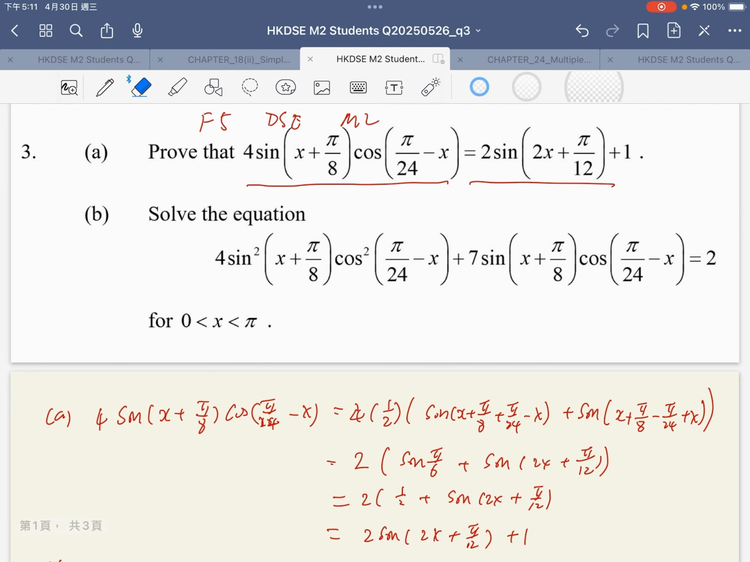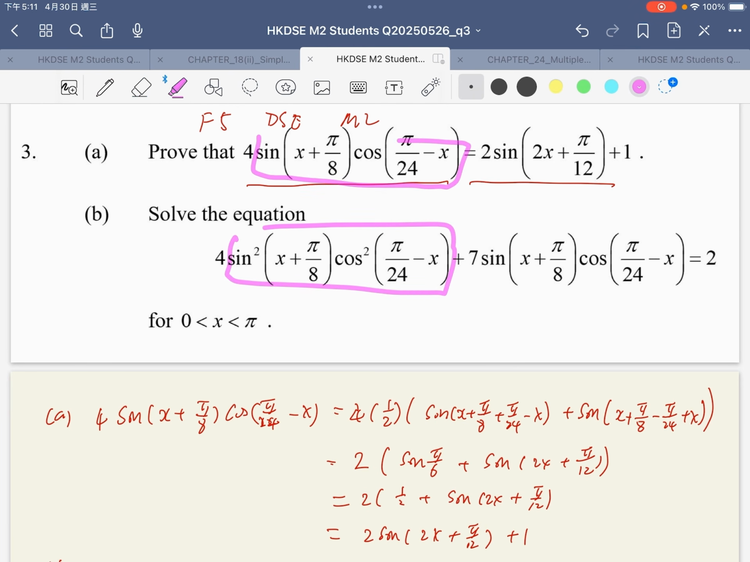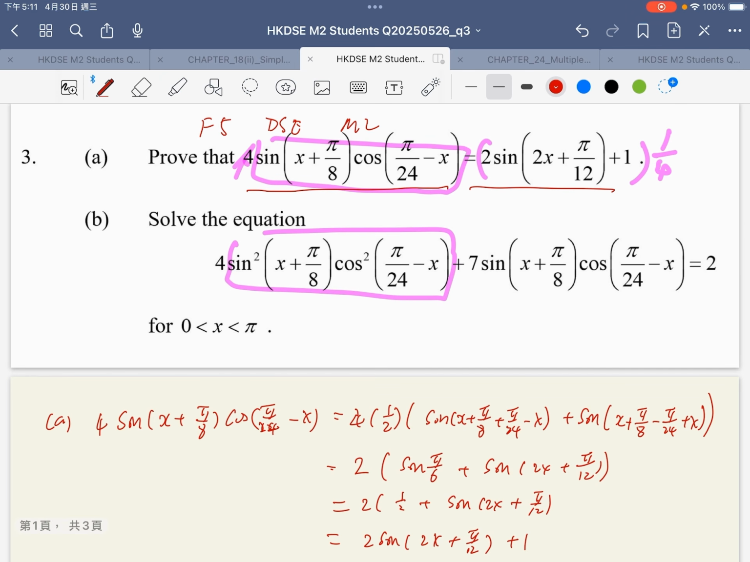For part B, you can see that actually this part is equivalent to the square of this part. Then I move 1 over 4 to the other side. Therefore, the first part should be this equation. The first part should be 1 over 4 times (1 over 4) square times (2 sine(2x plus pi over 12) plus 1) all square. This is the first part.